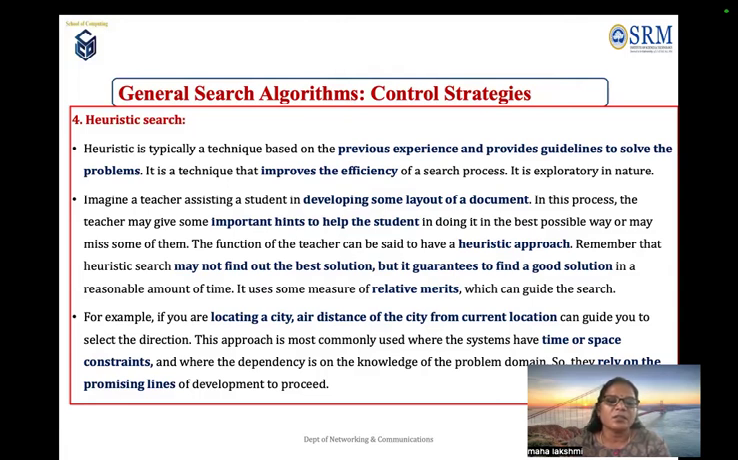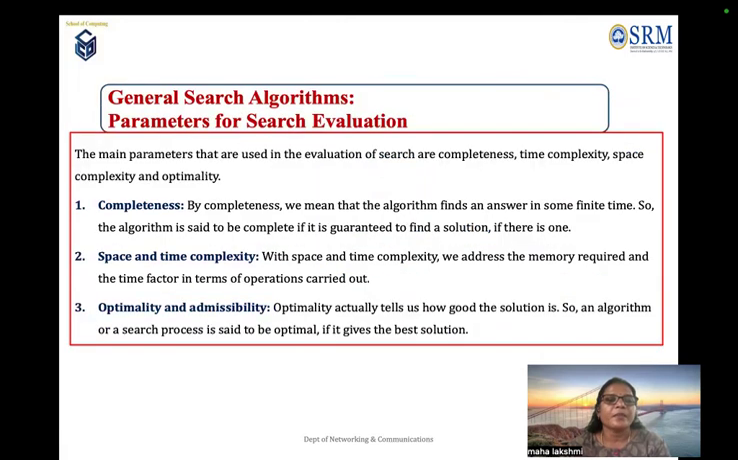Remember that a heuristic search may not find the best solution, but it guarantees to find a good solution in a reasonable amount of time. It uses some measure of relative metrics which can guide the search. For example, if you are locating a city, the air distance of the city from the current location can guide you to select the direction. This approach is most commonly used where systems have time or space constraints and where the dependency is on the knowledge of the problem domain. So they rely on promising lines of development to proceed.